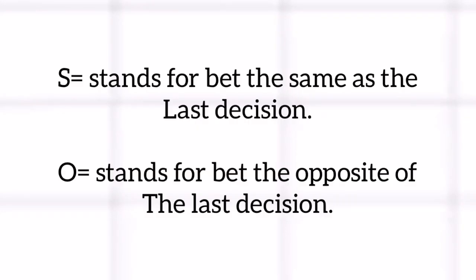Here S stands for bet the same as the last decision, and O stands for bet the opposite of the last decision. First, observe one decision. In the SSO pattern, we bet the same as the previous decision. After 2 consecutive losses, we change to betting opposite of the preceding decisions. After 3 consecutive losses, we change the pattern from SSO to S-O.